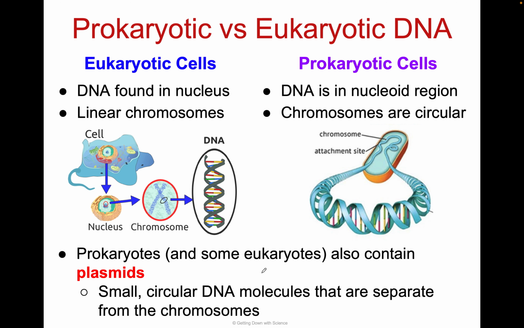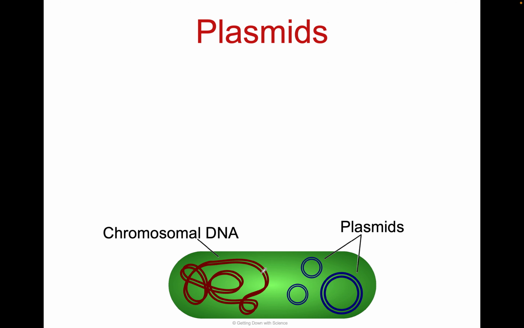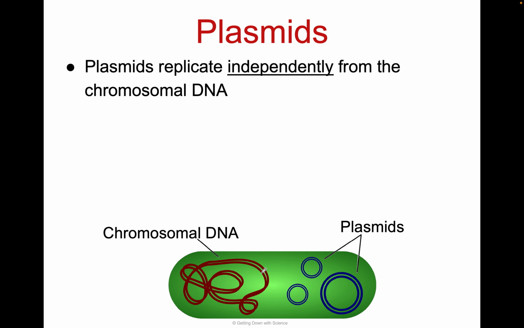There you go. There's the definition. Small circular DNA molecules that are separate from chromosomes. So let's talk a little bit about plasmids. Plasmids replicate independently from chromosomal DNA. So you can see the chromosomal DNA over here in the nucleoid region of our prokaryote, and then we have our plasmids over there. Plasmids are primarily found in prokaryotes.